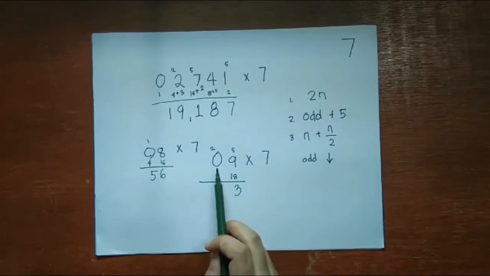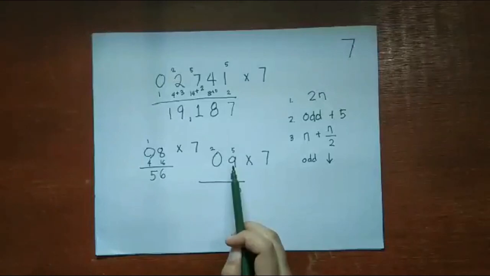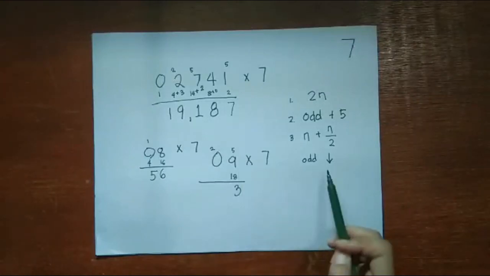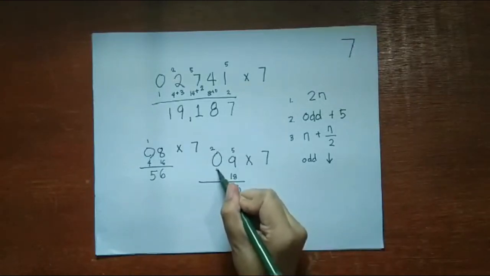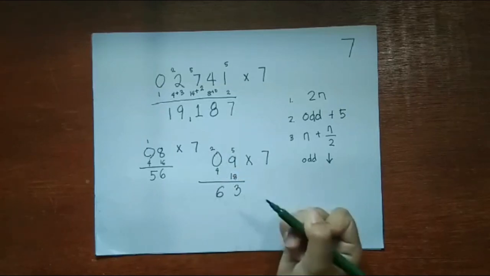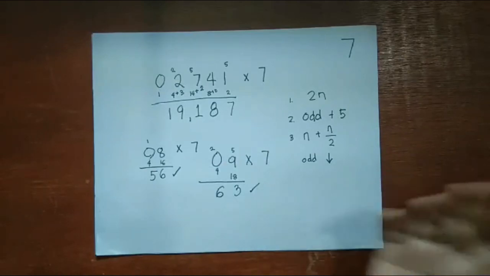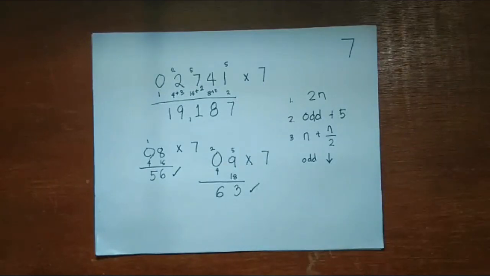0 doubled is still 0. It's not an odd number, so we don't add 5 to it, but we are going to take the half of its number neighbor, which is an odd number. So take the half of it, which is 4.5, and then round it down. That gives us 4. We add it to the carried over number 2, and that gives us 6, which are both the correct answers for this. See? Easy, right? All you need is practice and you'll get the hang of it.